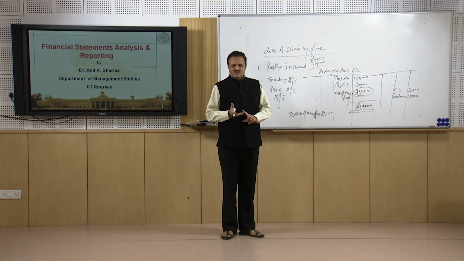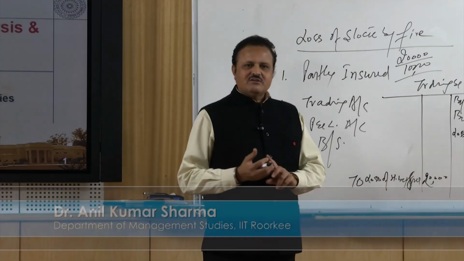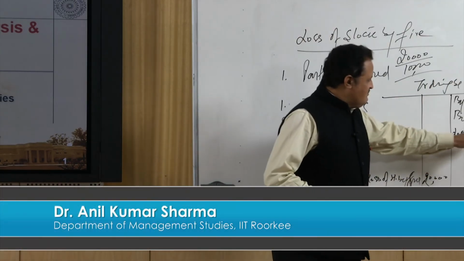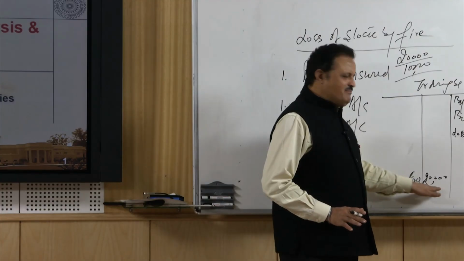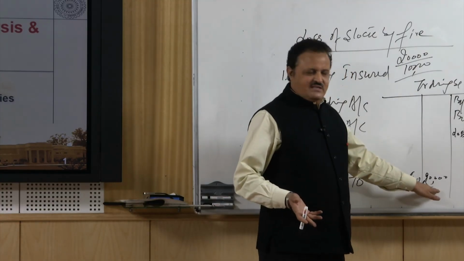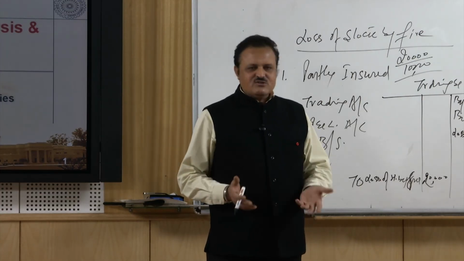So we have talked about all these three situations: stock fully insured, what we will do; partly insured, what we will do; and not at all insured, what we will do. In that case, one effect will be in the trading account, a 20,000 rupees loss, and the second effect will be in the profit and loss account as a loss of 20,000, and nothing in the balance sheet, because we are not going to recover anything from the insurance company.